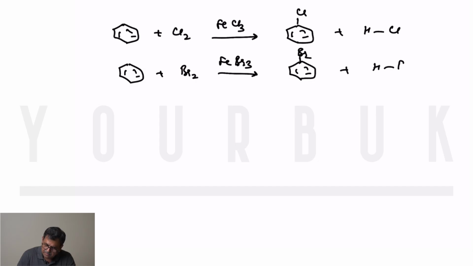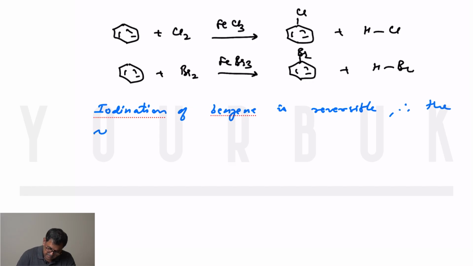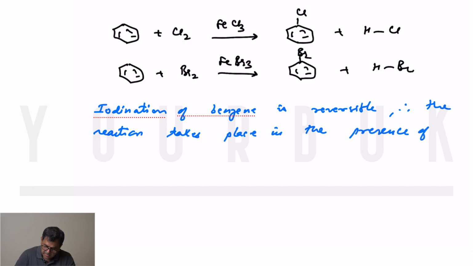Now iodination of benzene takes place, and since iodination of benzene is reversible, the reaction takes place in the presence of an oxidizing agent, which oxidizes HI to iodine and prevents the backward reaction.